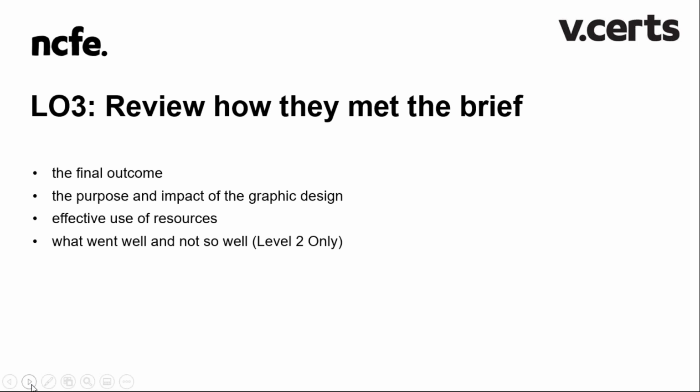And then there's quite a bit of content here. There are 4 bullet points to be covered within this review for level 2: how the final outcome met the brief, the purpose and the impact of the graphic design, again in response to the brief and the information they were presented with, how they've used resources, and then this final bullet point, what went well and not so well. That is an additional criterion for the review for level 2 only. So that's not required for level 1.